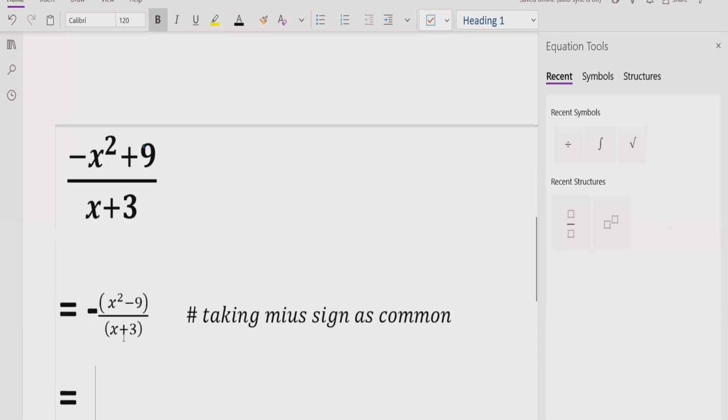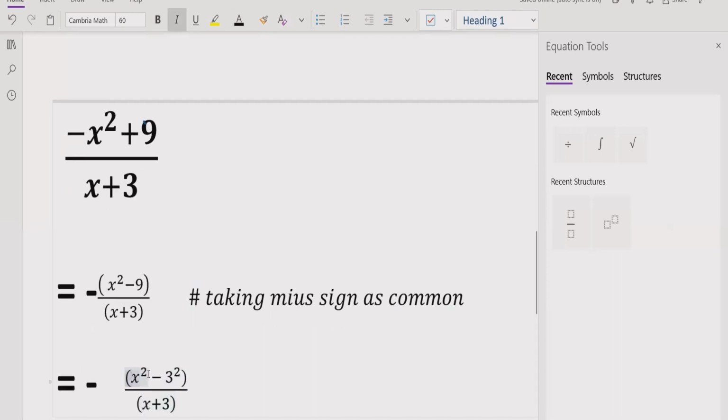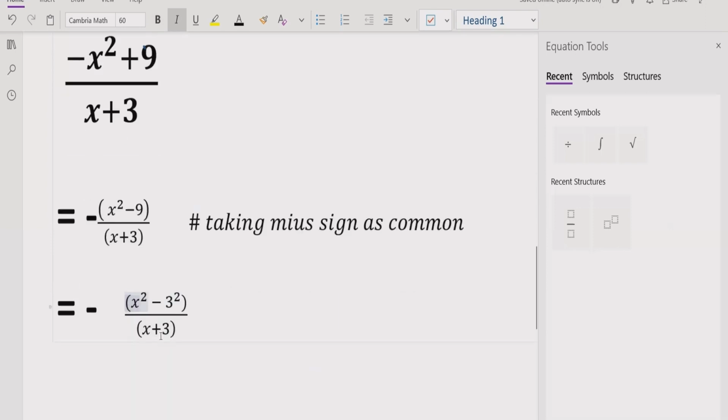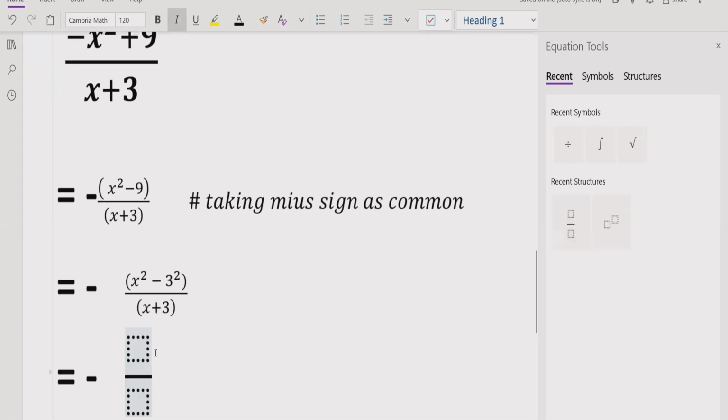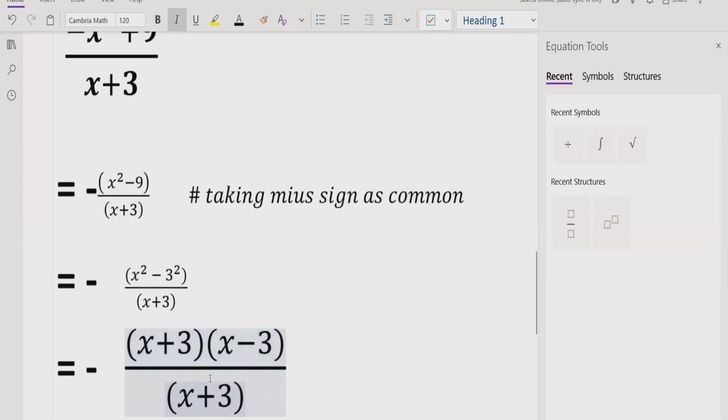So now we have x square minus 9, and here we will write it as x square minus 3 raised to power 2, because 3 squared is 9. Now we will apply the algebraic formula on x square minus 3 square, which equals x plus 3 and x minus 3. And in the denominator, we will write x plus 3.